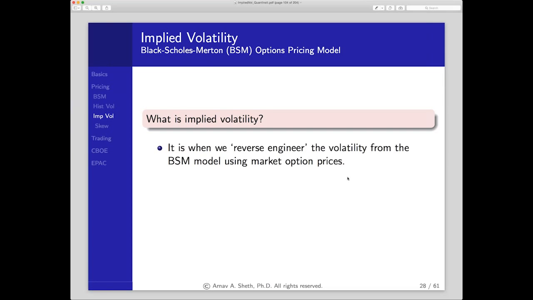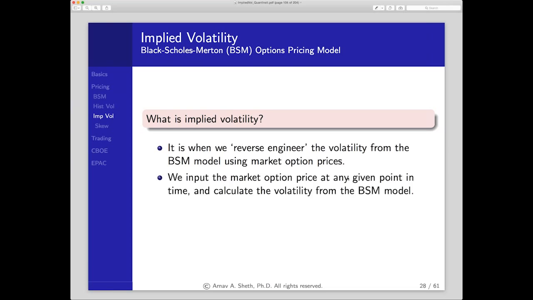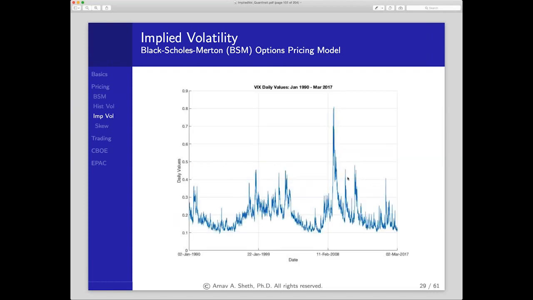So instead of pricing the option, instead of trying to find the price of the option using Black-Scholes, what we do is we enter the market price of the option and we reverse engineer volatility out. In other words, we input the market option price and we get some volatility. Okay. So this is interpreted as the market expected volatility. It's what the market expects the volatility to be over the period of time that your option expires.